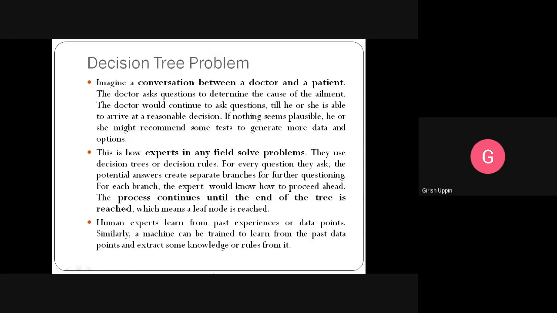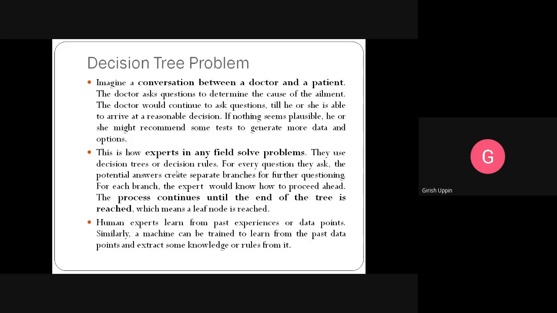Another example: this is how an expert in any field solves a problem. They use decision trees or decision rules for every question they ask. The potential answers create separate branches for further questioning. For each branch, the expert would know how to proceed. The process continues until the end of the tree is reached, which means the leaf node is reached. A leaf node is an end where we have the decision or the class, whatever you want to call it.